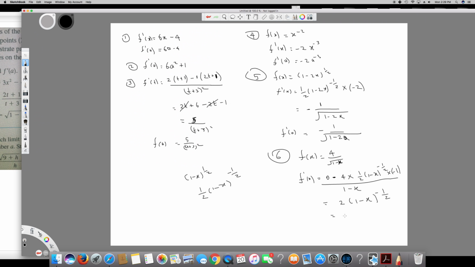Therefore the final answer is going to be 2 over, since it's minus half, I can bring it to the bottom to make it positive. So it's going to be 1 minus x to the power of half, which means it's in the square root: the square root of 1 minus x. If I write this in terms of a, I have to write 2 over the square root of 1 minus a. This is my final answer.